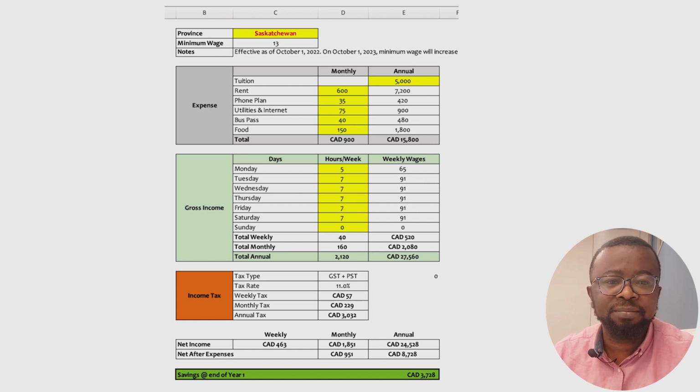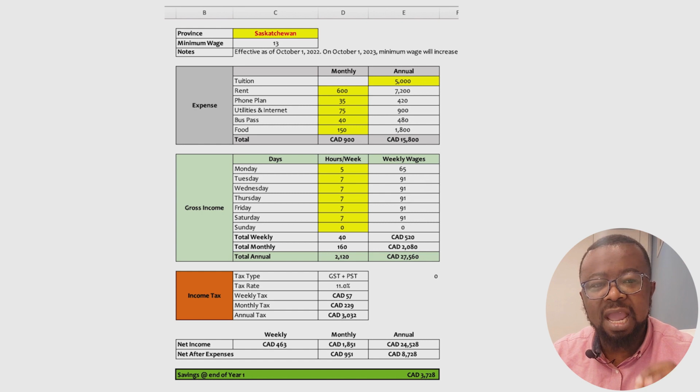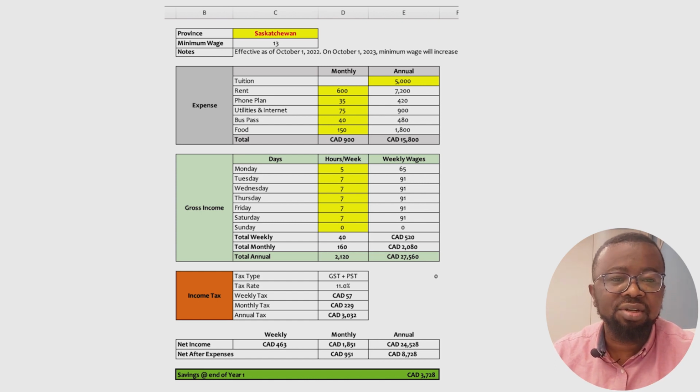In this particular scenario, I'm assuming the person is working full-time, which is 40 hours every week. So basically, the person is working himself to the bone to be able to make money to pay himself through school. And I'll leave a link to this Excel sheet in the description column, so you can go there and at least download and also check for yourself.